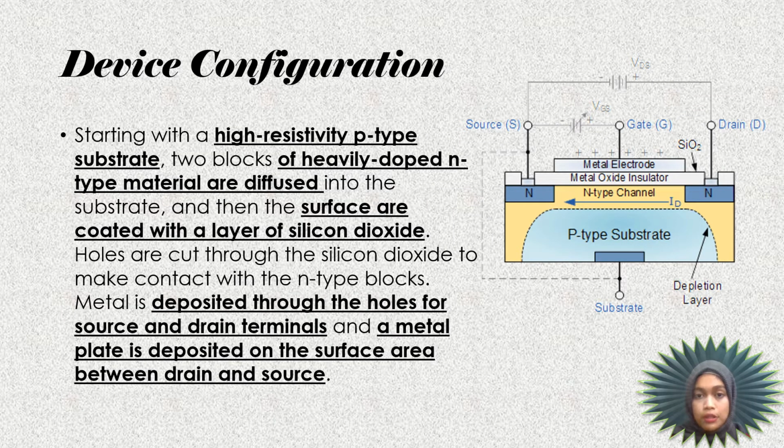As we can see from this figure, firstly we start with a high resistivity P-type substrate, and then two heavy doses of N-type material are diffused into the substrate, and the surface is coated with silicon dioxide. Then holes are cut through the silicon dioxide to make contact with the N-type material, and metal is deposited for the drain and source terminals. Between the drain and source terminals, a metal plate is deposited on the surface.